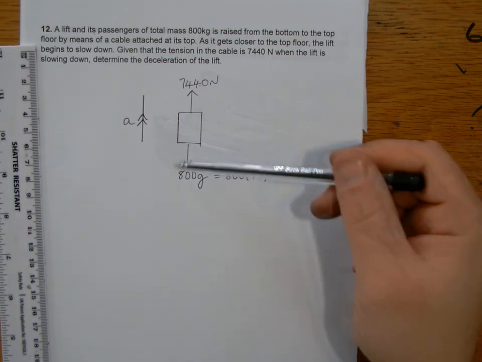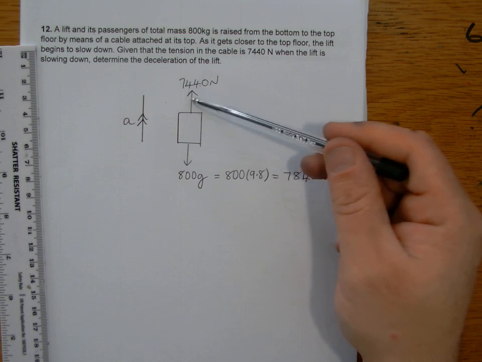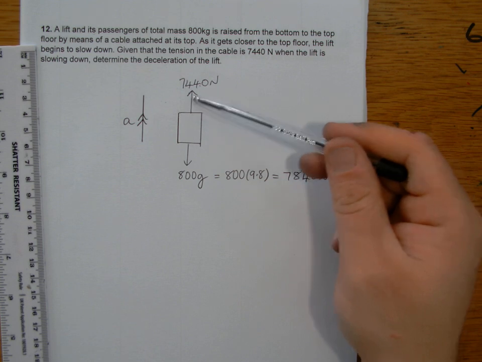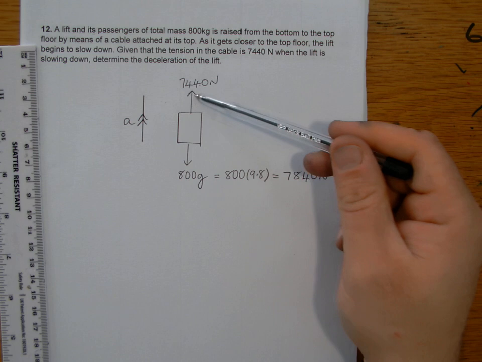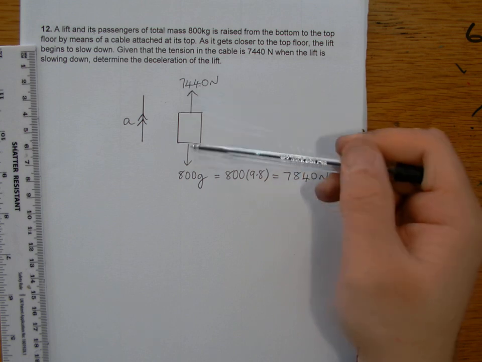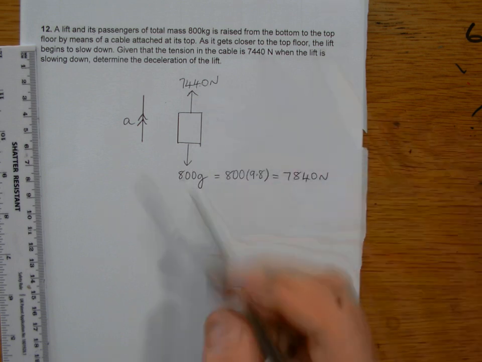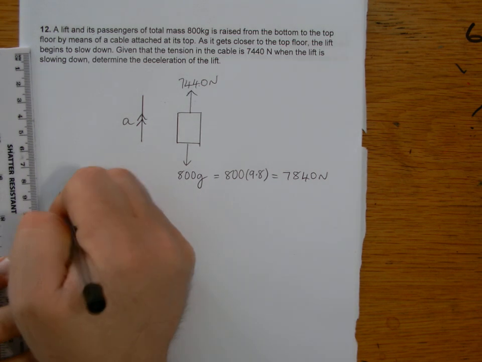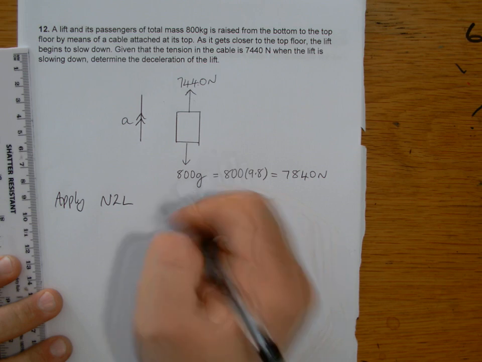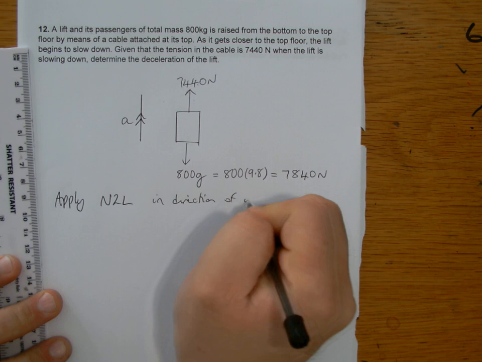In order for it to slow down, the tension in that cable is not as much as it was earlier in the journey when it was increasing its speed. Now it wants to slow it down, so it slacks a little bit, and then the weight is greater than the tension, and it will slow down as a result. But if we apply Newton's second law in the direction of motion, and that's important, in the direction of motion.